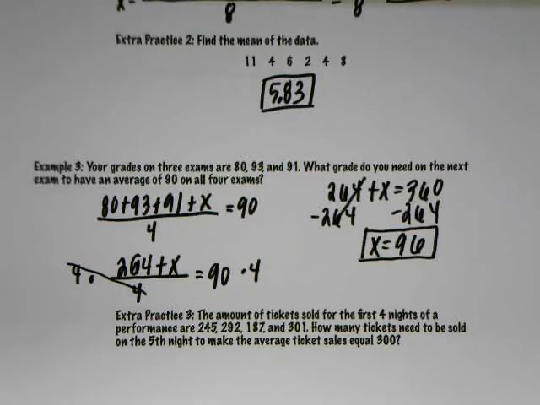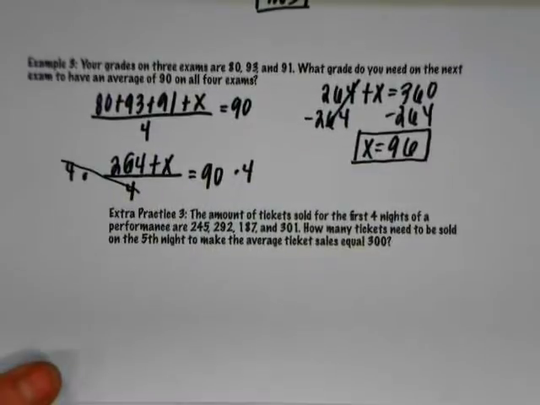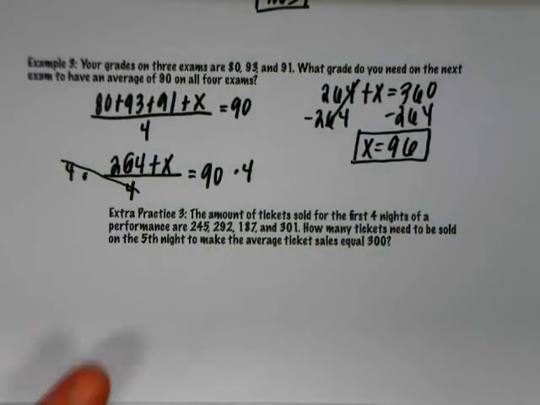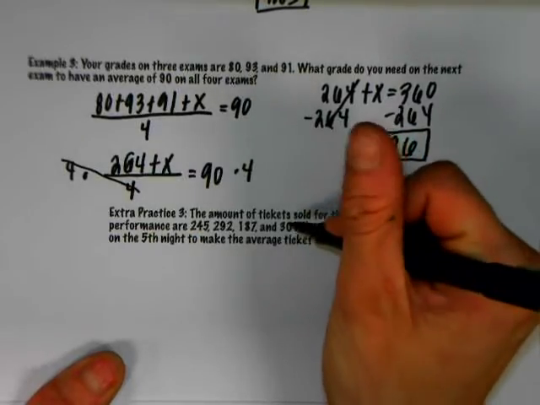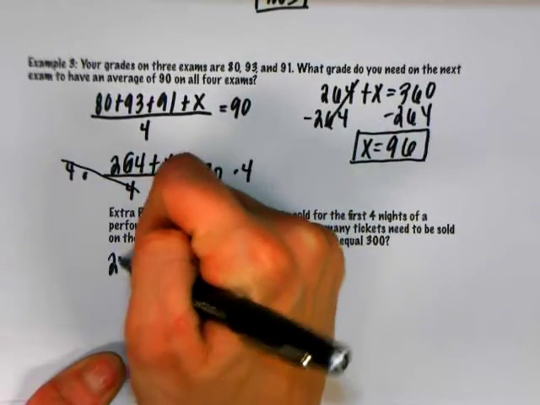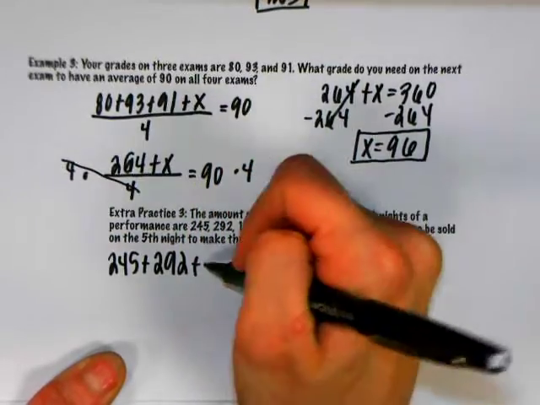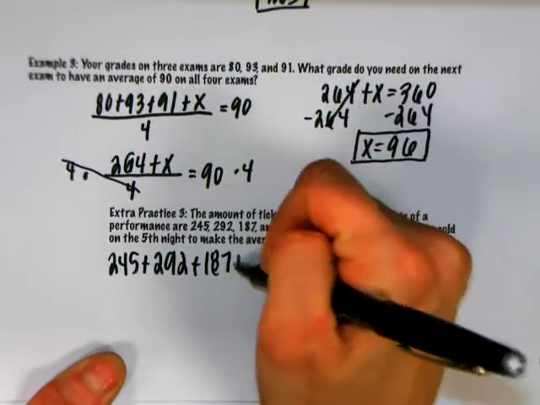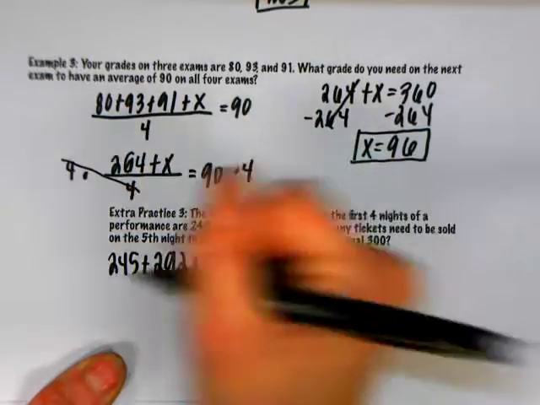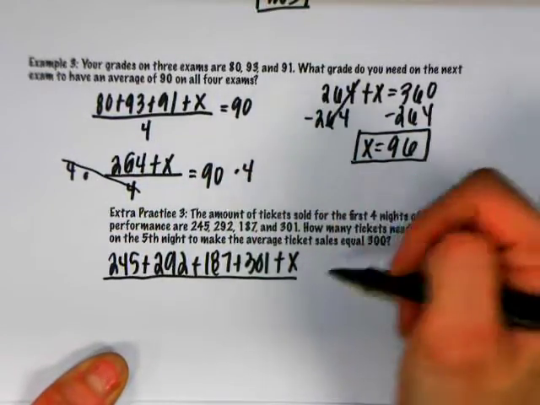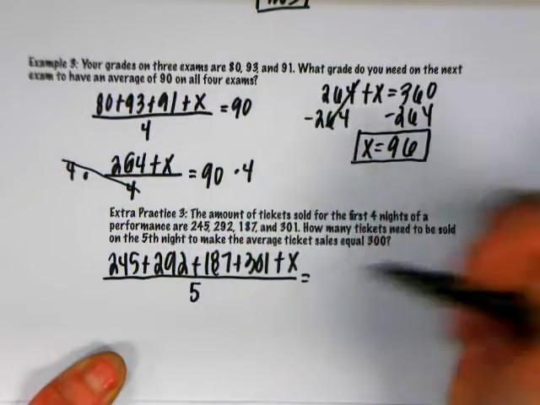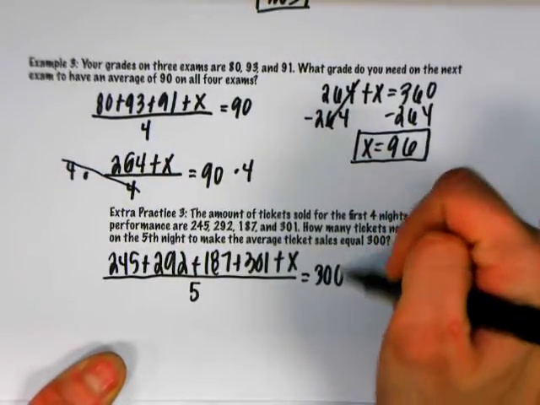We good? Yeah? Okay. All right, so for this one, you add up all of those, so 245 plus 292 plus 187 plus 301 plus x, all divided by what? 5, and that's going to equal what? 300, yep. Okay, and then what?